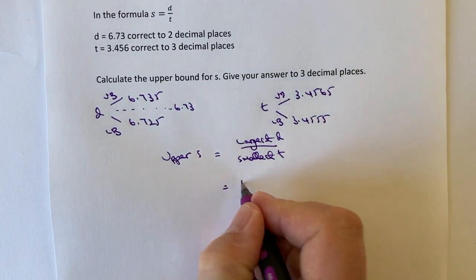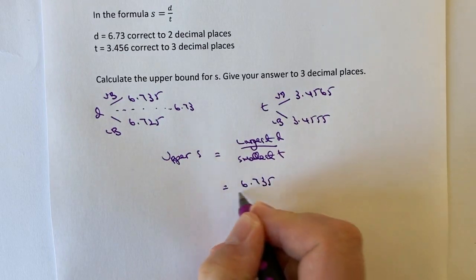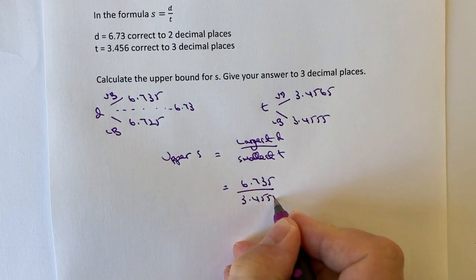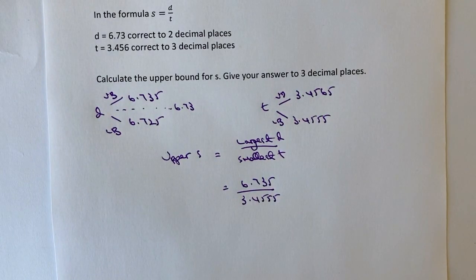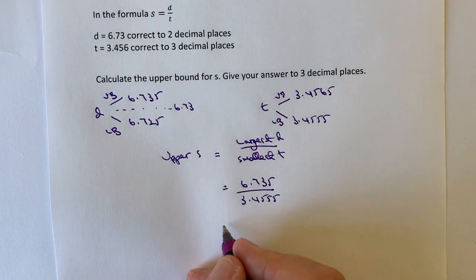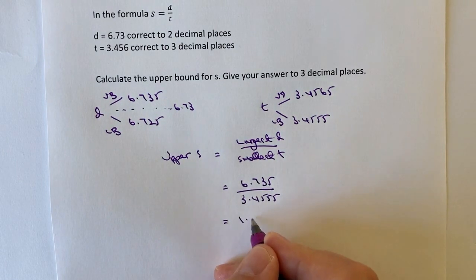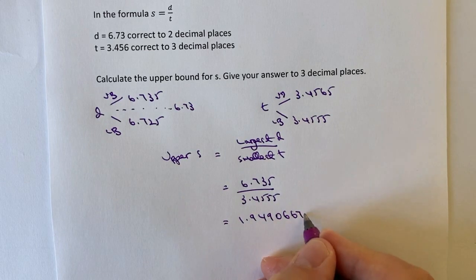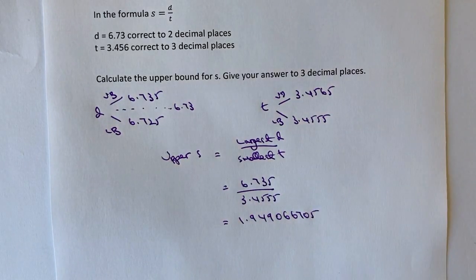So the largest value is 6.735. The smallest value is going to be 3.4555. Okay, so you will need a calculator for this sort of question, and you should get, in this particular case, 1.949066705. Okay, going back to the question, it does ask you to give your answer correct to 3 decimal places.